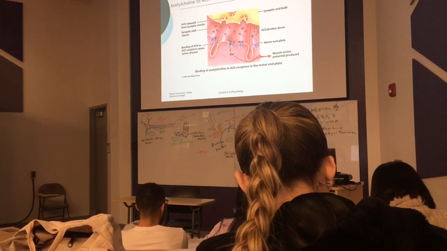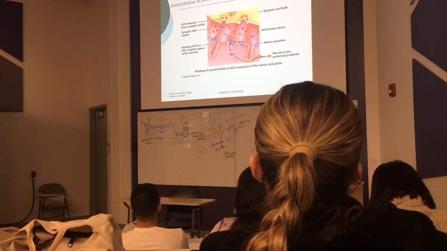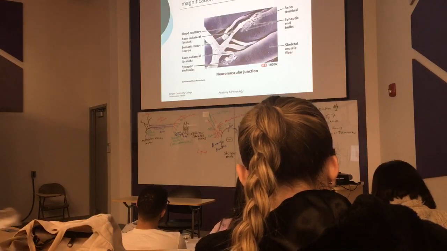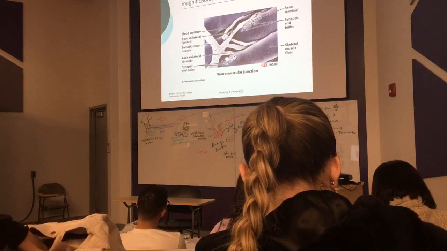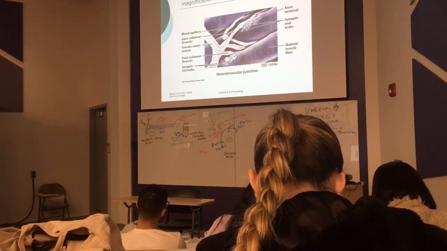All right. So now that electrical impulse is in the muscle cell. This is what it looks like, at 1,650 times normal vision. Right here, those are my synaptic end bulbs. This is my muscle, and it's striated.